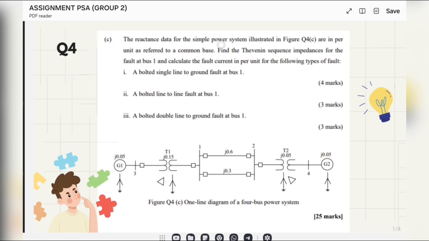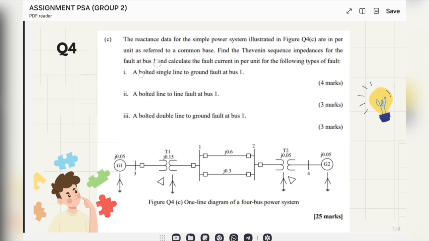So today I'm going to explain the solution for question 4C for assignment 1. Firstly, the question asks to find the Thevenin sequence impedances for the fault at bus 1 and calculate the fault current in per unit for the following types of fault. Number 1, a bolted single line to ground fault at bus 1. Number 2, a bolted line to line fault at bus 1. And number 3, a bolted double line to ground fault at bus 1.